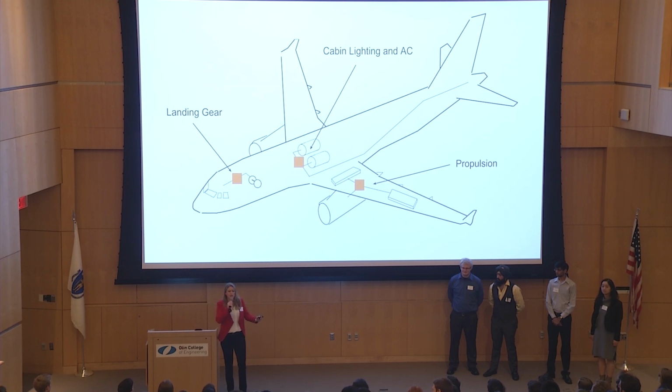Next is something that happens a lot more intermittently: cabin lighting and AC. The relay does this on its own, so throughout the flight, it lets out enough cool air to allow the temperature to stay at a comfortable place. Next is propulsion. This is also one that happens a lot throughout the plane. You've got to keep that plane going, and the relay does that for you, so it allows the gas to go through into the engine.